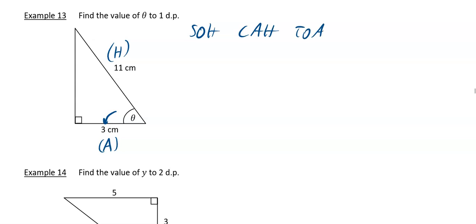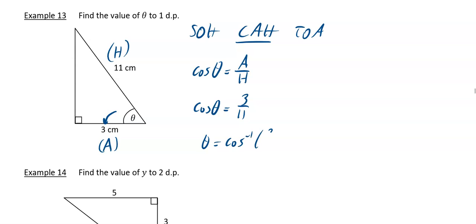We've got SOHCAHTOA. It's going to be cos this time because we've got A and H. So write down cos theta is equal to A over H. In this case, that's cos theta is equal to 3 over 11. That means theta is equal to cos to the minus 1 of 3 over 11. Whatever that works out to be, do that in your calculator. I have got 74.2 degrees to 1 decimal place.